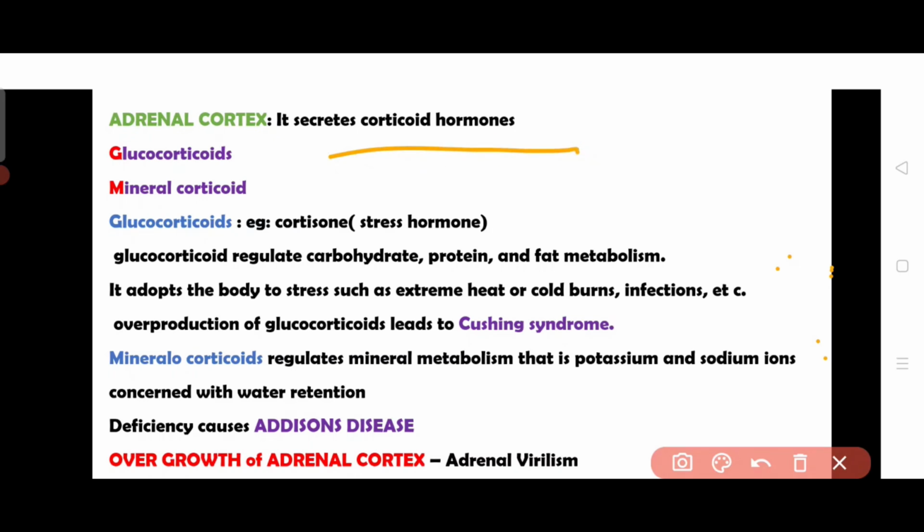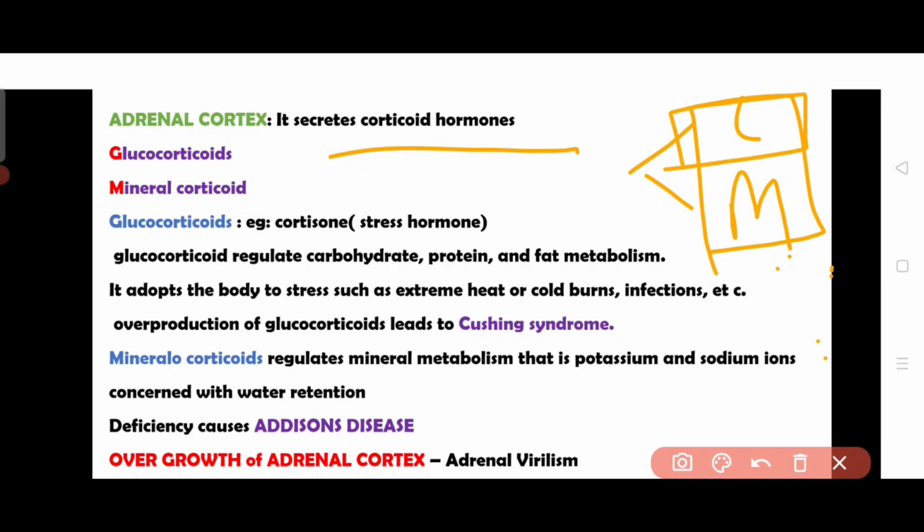Usually, the adrenal gland has both. It consists of two parts. One is the cortex and the other one is the medulla. Adrenal cortex and adrenal medulla. This adrenal cortex secretes corticoid hormones. One is glucocorticoids and another one is mineralocorticoids.